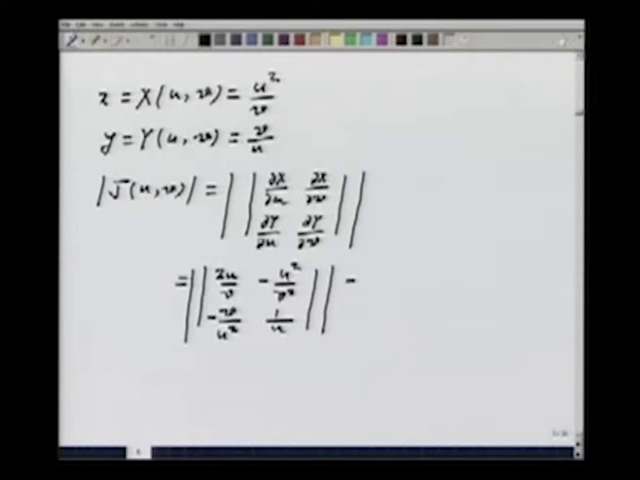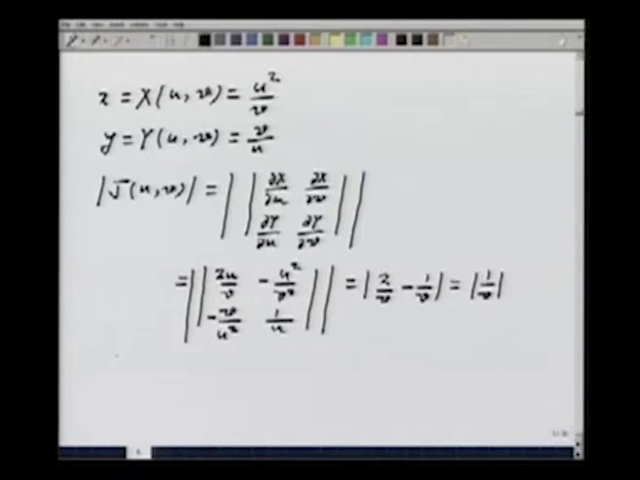I can try to calculate this. So what I get is the modulus of twice 1 by v, because twice u by v into 1 by u, that means 2 by v, then minus u square cancels, I get 1 by v. So I get mod 1 by v. So this is the Jacobian.